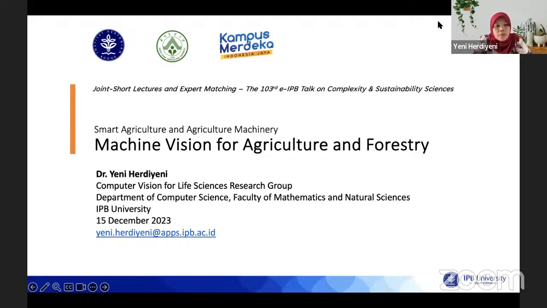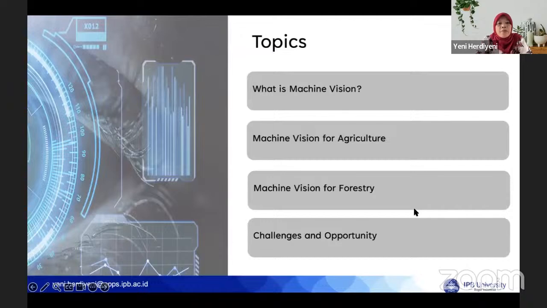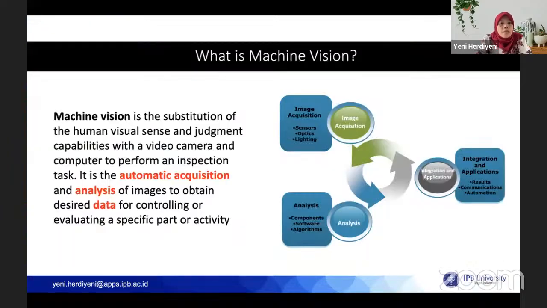So in my presentation, I will talk about machine vision for agriculture and forestry. So here are my topics. There are 4 topics that we'll talk about. The first one is what is machine vision. The second one is machine vision for agriculture, and then machine vision for forestry. And the last one is challenges and opportunities. So I would like to share with all of you an overview of our research works in the last 3 years.